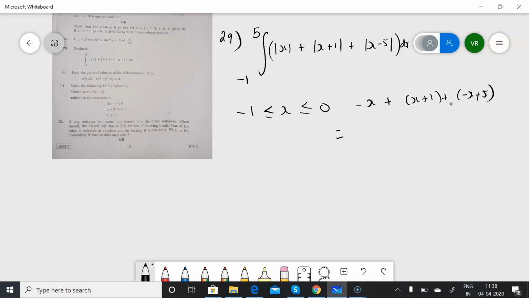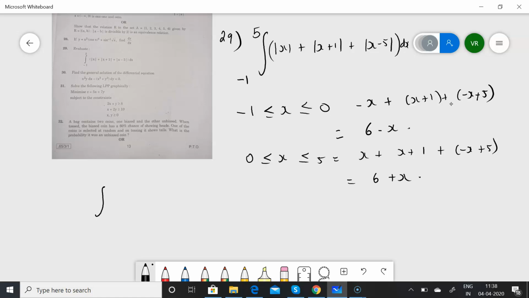So that gives you x and x gets cancelled. So it is now going to be 6 minus x. And the other interval is 0 lesser than equal to x lesser than equal to 5. Here the values are now going to be positive, x plus 5, x plus 1 plus minus x minus of x minus 5, that gives you minus x plus 5 again. So that gives you just nothing but 6 plus x.